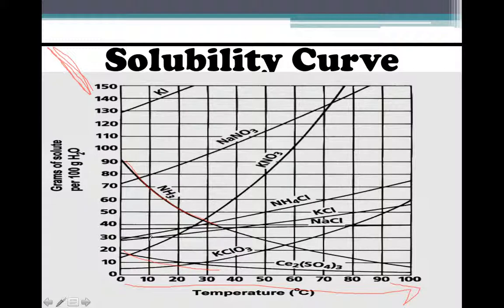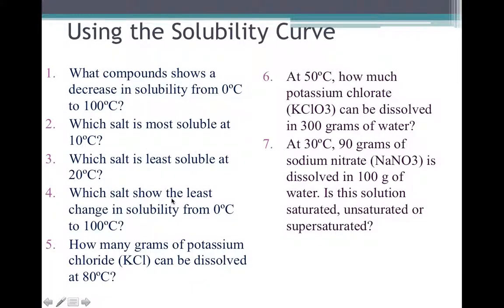But we want the most. And the most would be actually this one right here, and you would write NH3 as your answer. Okay? NH3 shows a decrease in solubility. So on that one, the one I showed you has a definite decrease there.